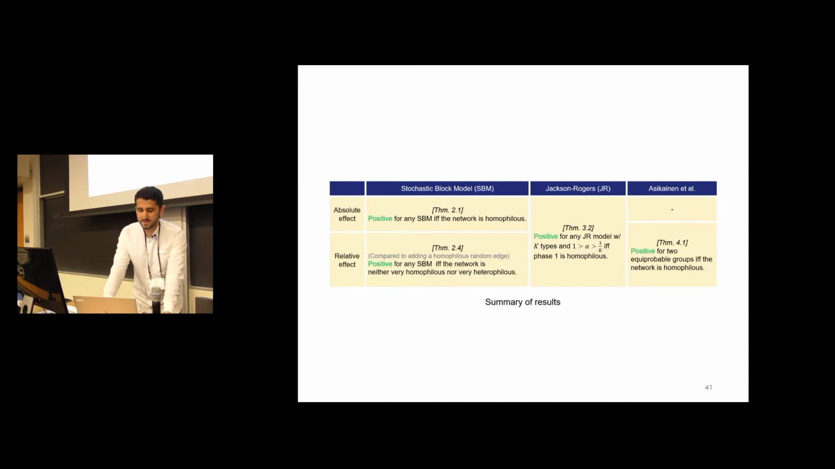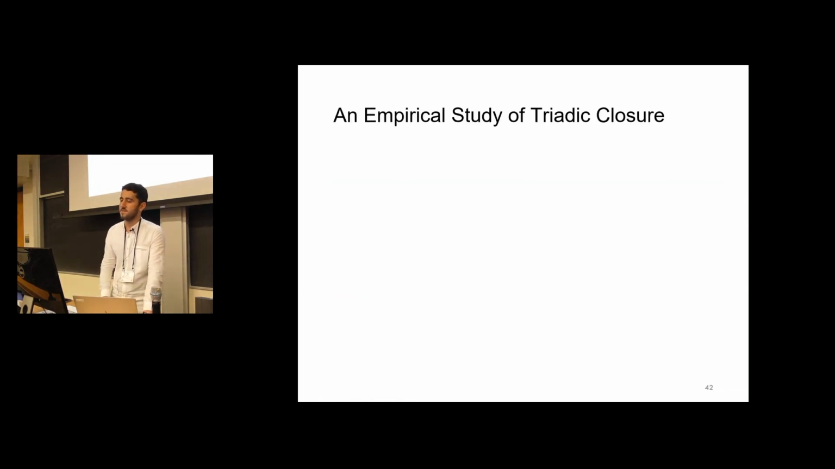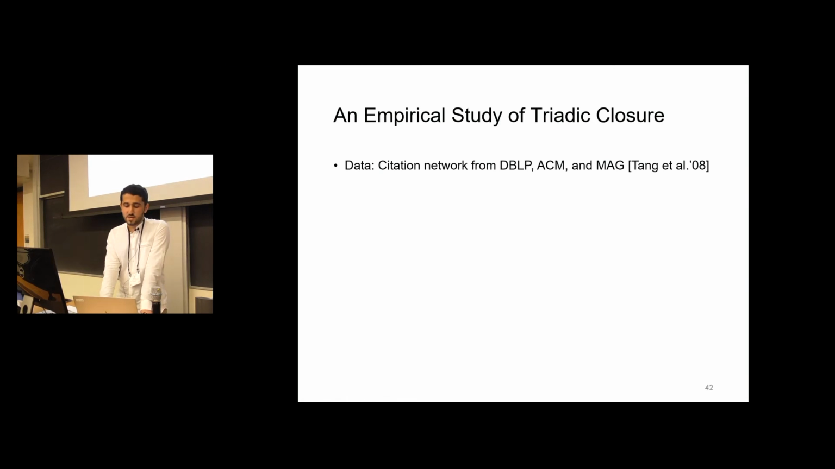So far I discussed 3 different models, and we observed generally consistent results. But theoretical studies often have some limitations. That's why we wanted to see if our results generalize to the empirical case as well. So we studied the citation network, where nodes are articles and edges are citations. And node type here is defined as the field of study.